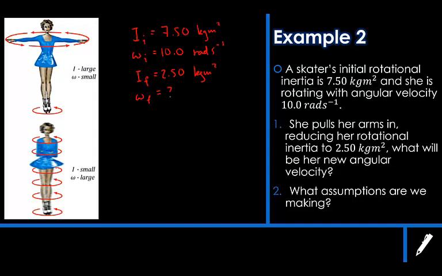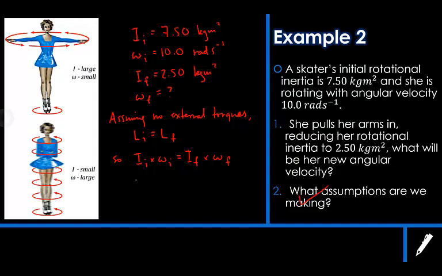Okay, then we'll say, assuming no external torques, so then we've kind of answered the second part of the question. Li equals Lf. So Ii times omega I must be equal to If times omega F. And now we know everything except omega F here. So we'll just rearrange it for omega F first.